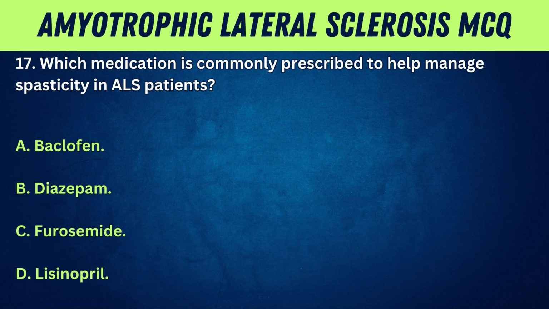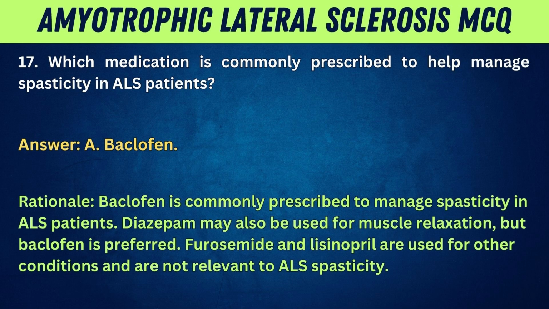17. Which medication is commonly prescribed to help manage spasticity in ALS patients? A. Baclofen. B. Diazepam. C. Furosemide. D. Lisinopril. Answer: A.